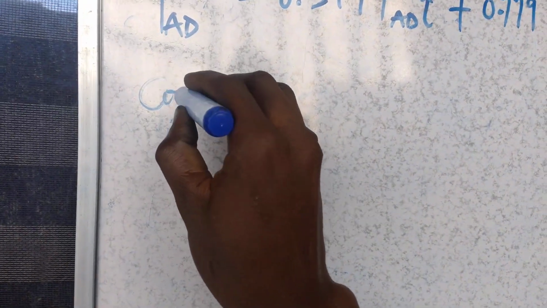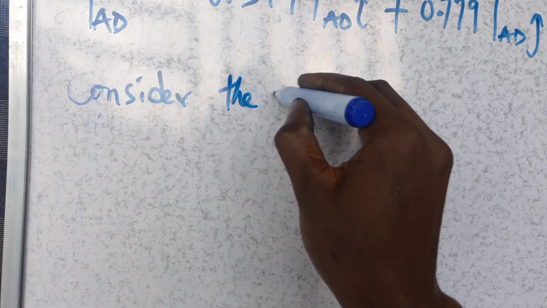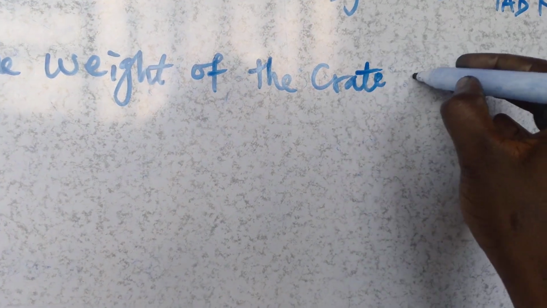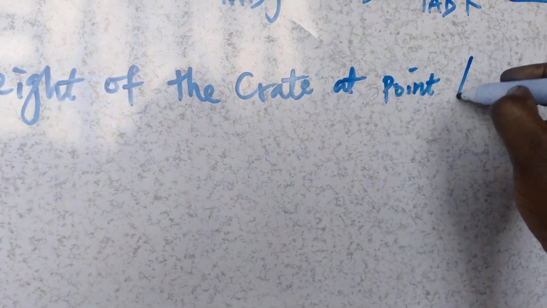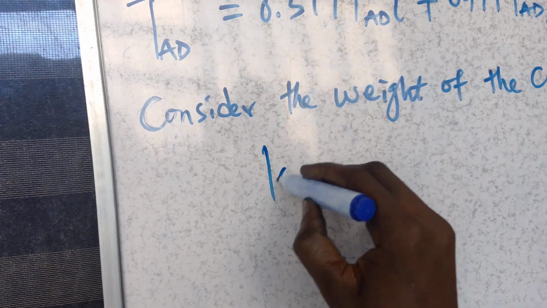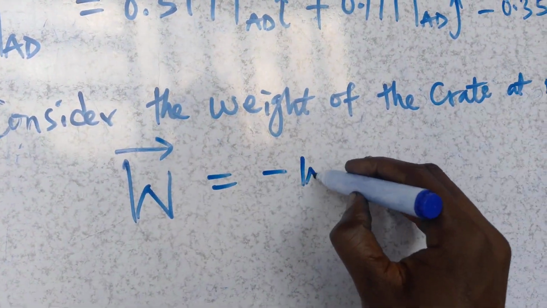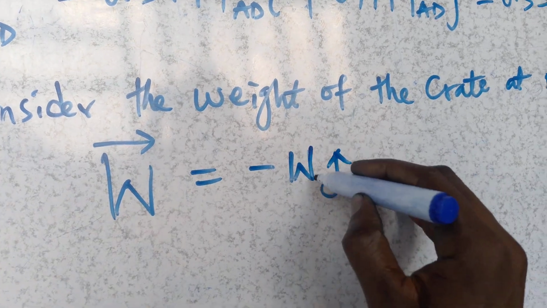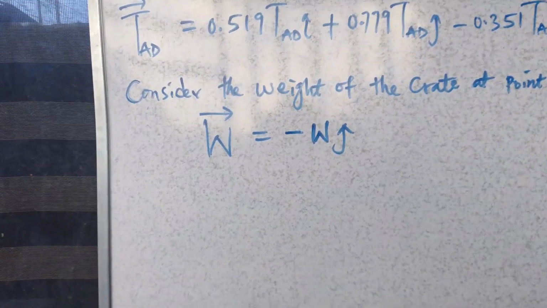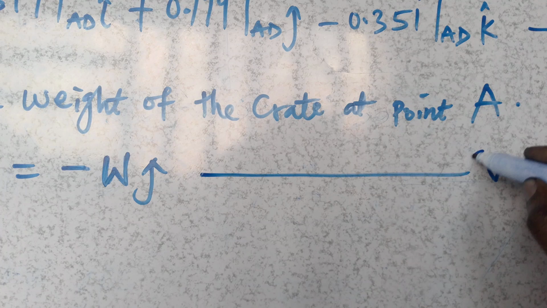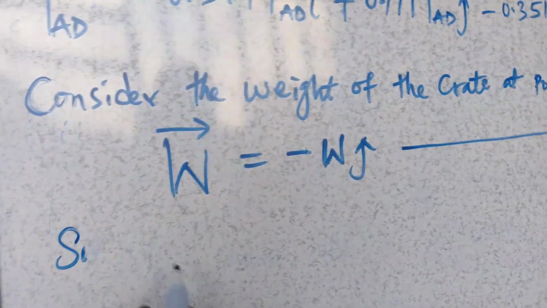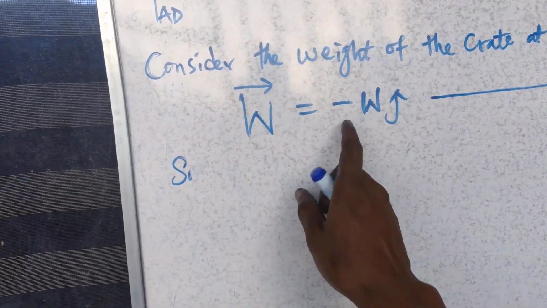So consider the weight of the crate at point A. The vector W equals minus WJ. Consider the weight of the crate at A, minus WJ, which I can call equation 5. I hope you know the reason why it's negative: the weight is acting vertically downwards, so it will be negative J.